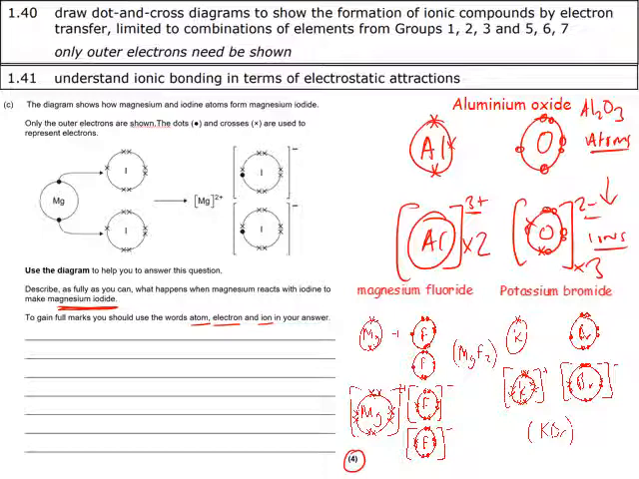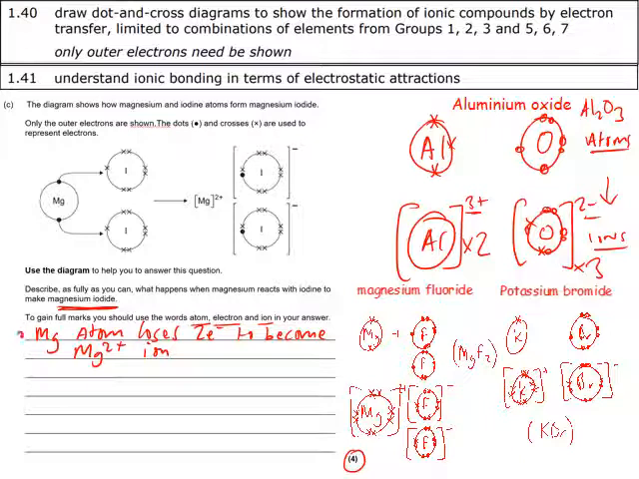Okay, so you should have got something like this. First we could talk about atoms. So which atoms are involved? Magnesium. So the magnesium atom loses 2 electrons to become an Mg2+ ion. Okay, so we've used the words atom, electron and ion.